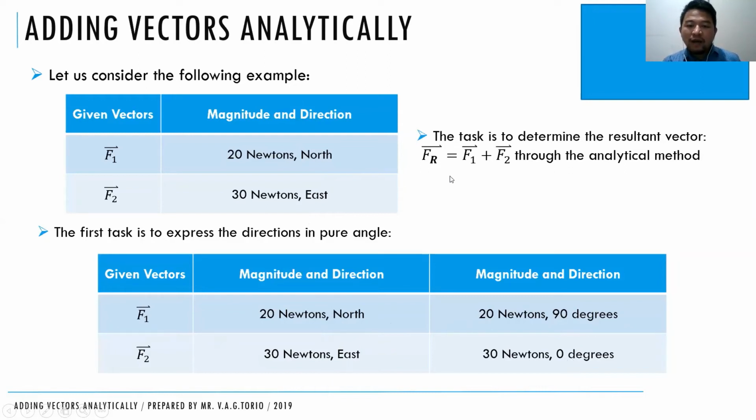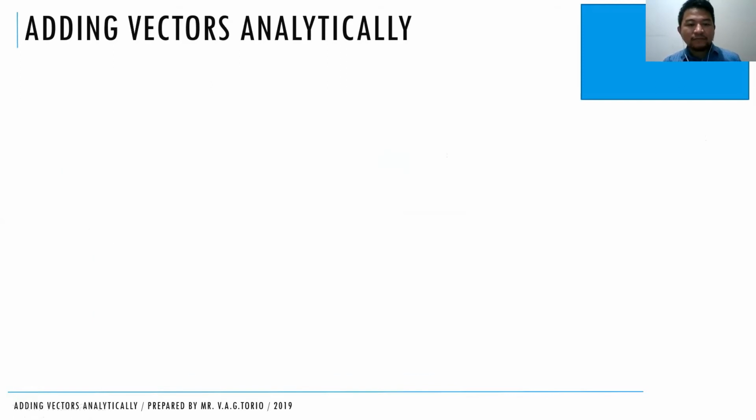Once again, our task is to add the given vectors f sub 1 and f sub 2 and determine the resultant force f sub r. We take note once again that in adding vectors, we need to compute both the magnitude and the direction of the vector. And in this case, we can express the direction as either a pure angle or with cardinal directions: north, east, south, and west. We have already expressed our given vectors in pure angle. So we can now use our original equations for vector components with cosine and sine.